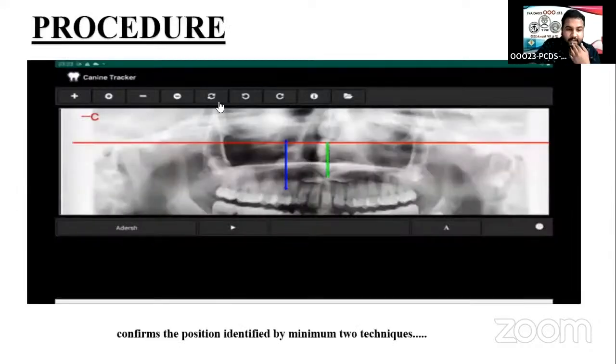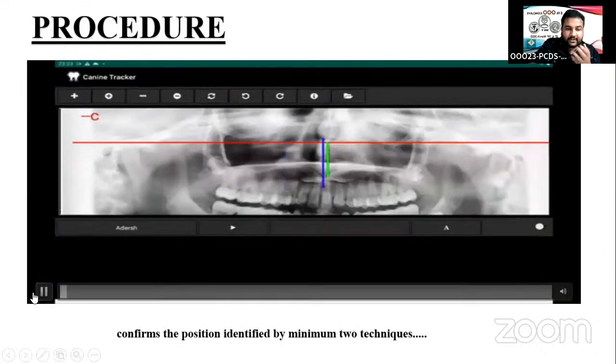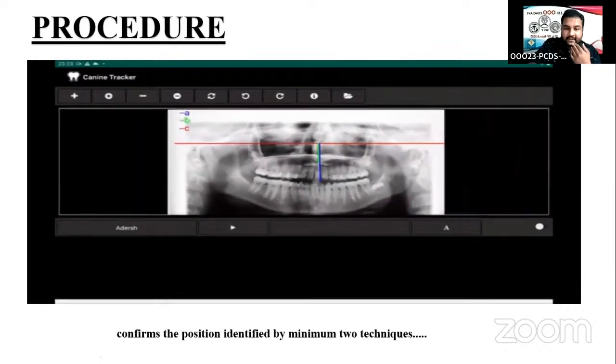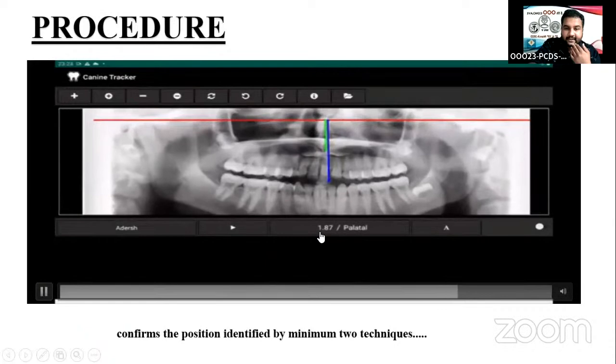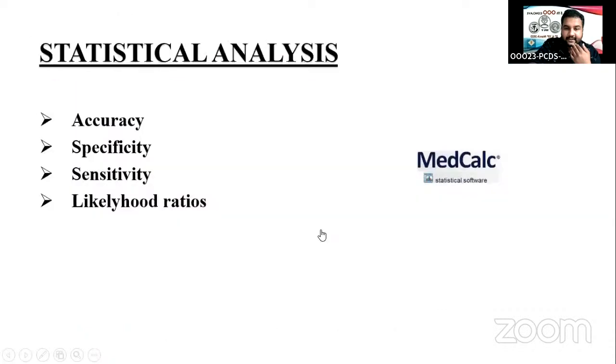Here you can see how our app works with our Adarsh technique. Here we place the ipsilateral canine on the bicondylar line, and we click the play button. When we click the play button, the value was found to be 1.87, indicating that it was palatal. Statistical analysis was done to calculate accuracy, specificity, sensitivity, and the likelihood ratios.